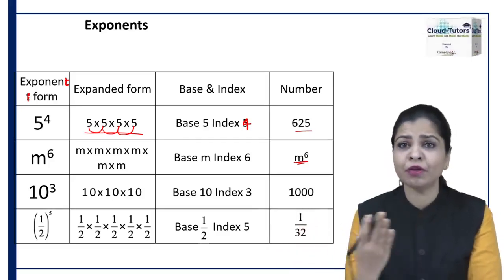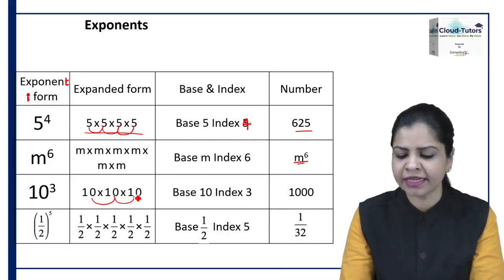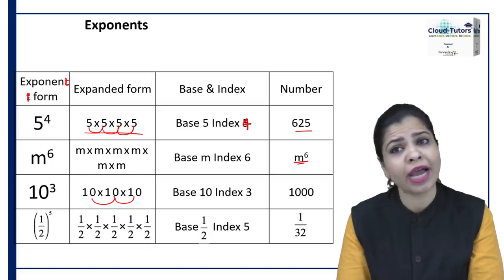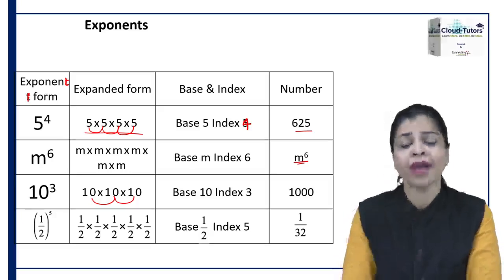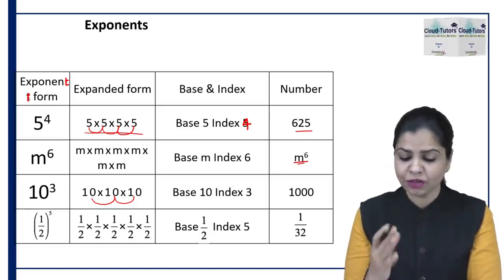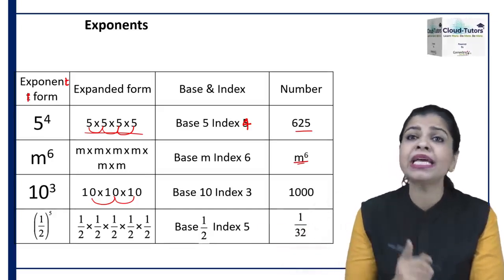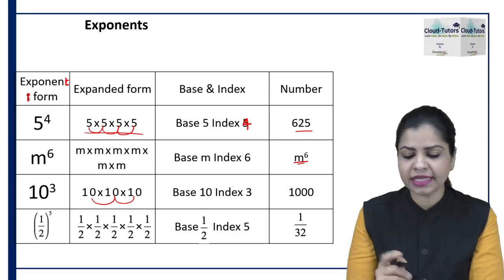And when you multiply, 10 tens are 100, 100 tens are 1000. And what if it is a fraction, can't you express it? Why not? So let's express that. Half into half into half into half, 5 times. Here your base is half and the index is 5.